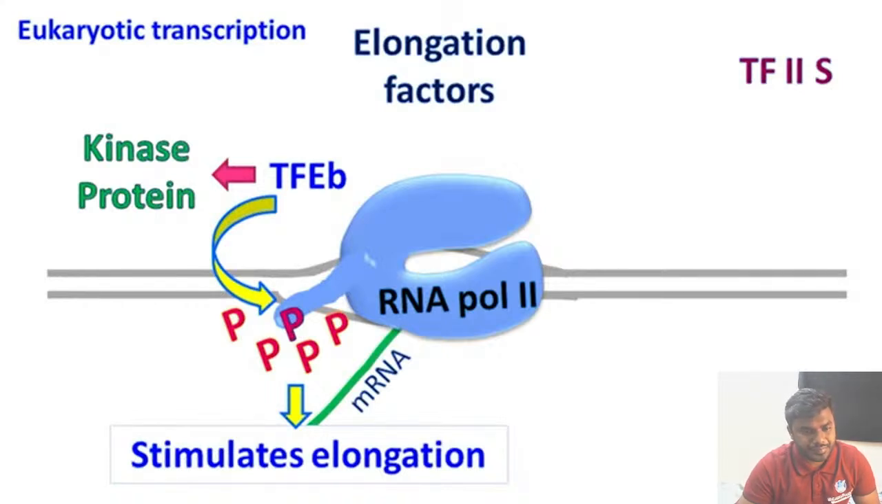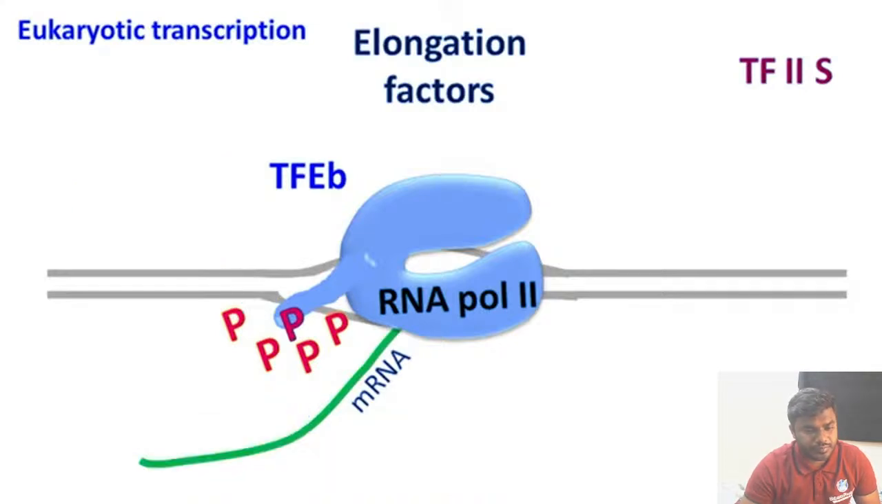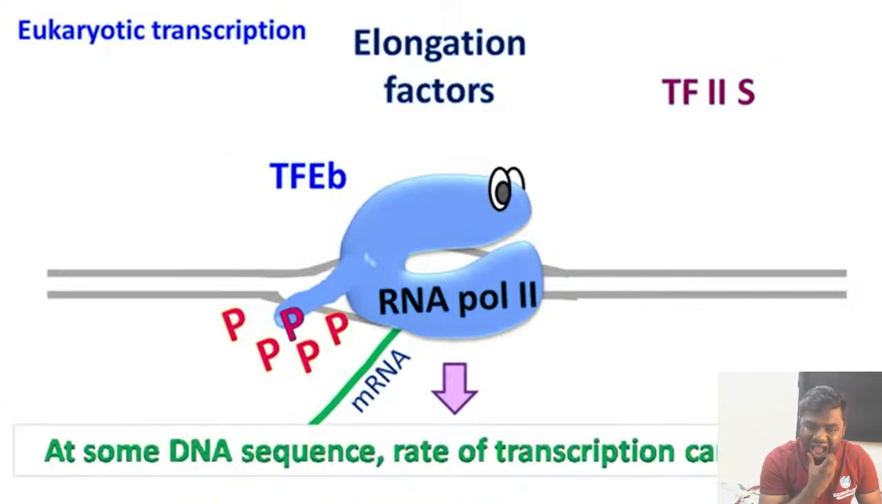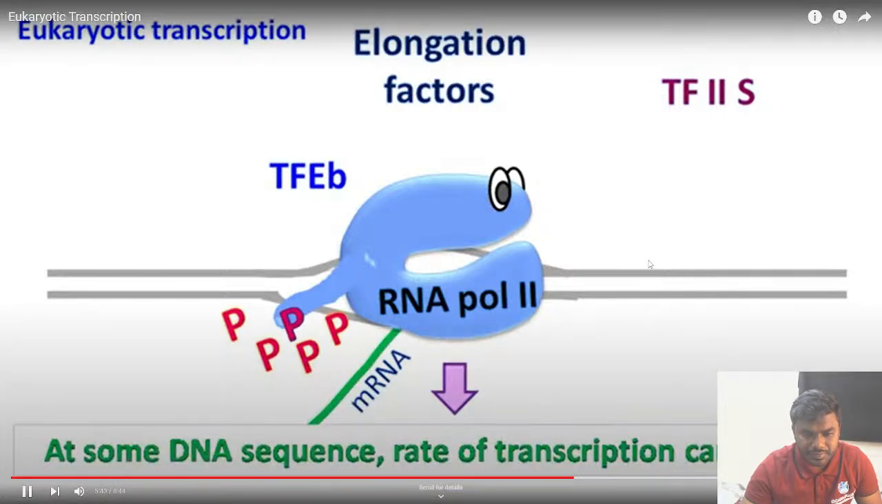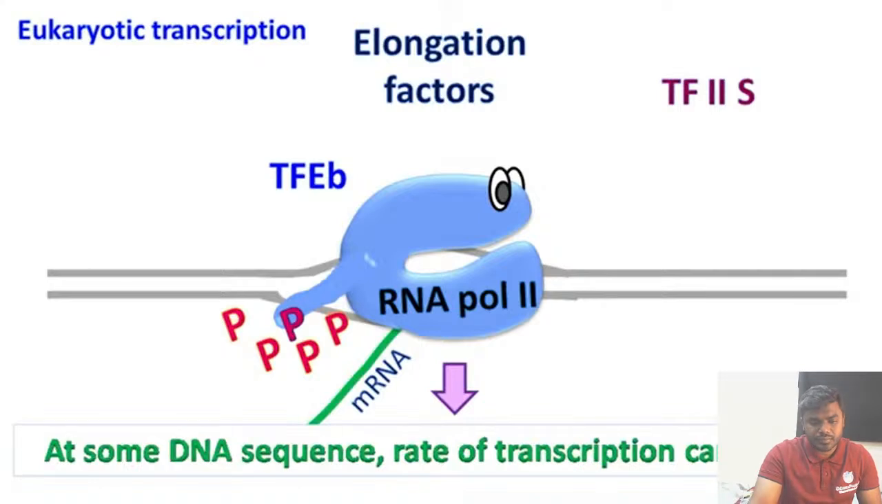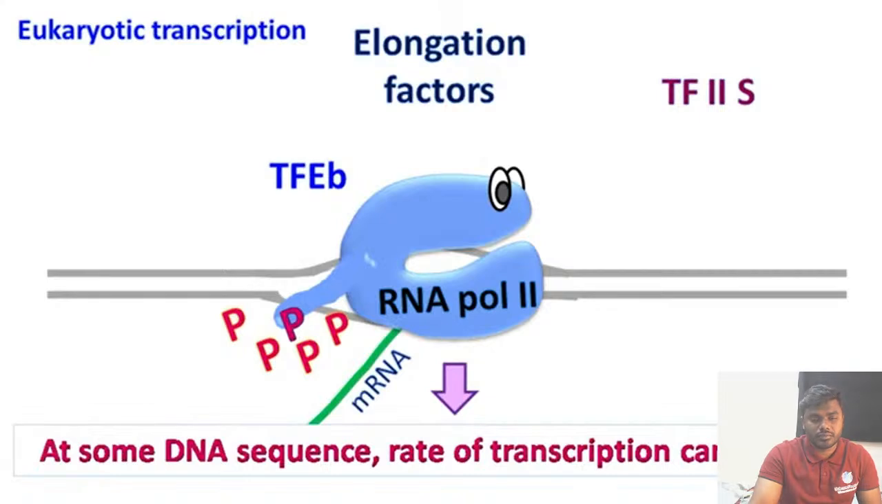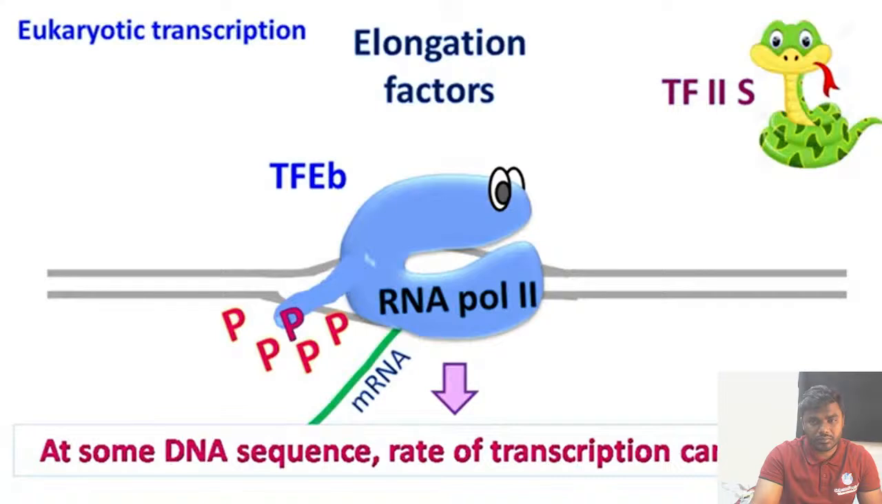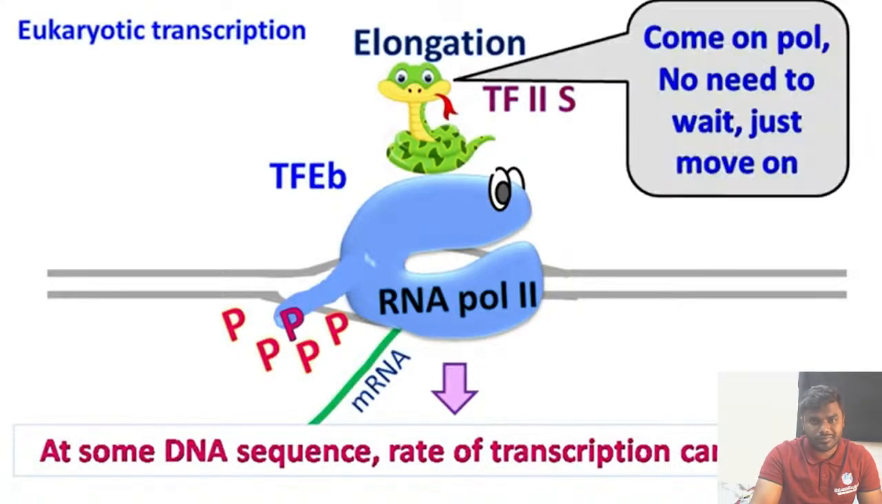The other factor involved in elongation is TF2S. Now, the rate at which the RNA polymerase transcribes the DNA is not the same at all DNA sequences. At some DNA sequences, the rate of transcription is fast, while at other DNA sequences, it can be slow. TF2S helps to increase the rate of transcription at the region where the rate becomes slow. It also does not allow RNA polymerase to pause and encourages it to move on.